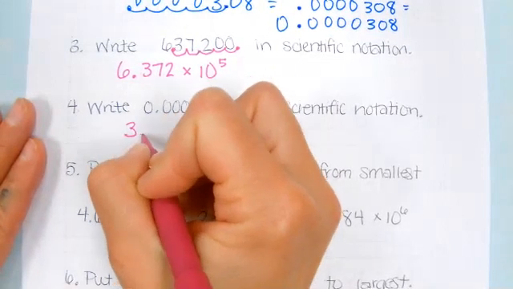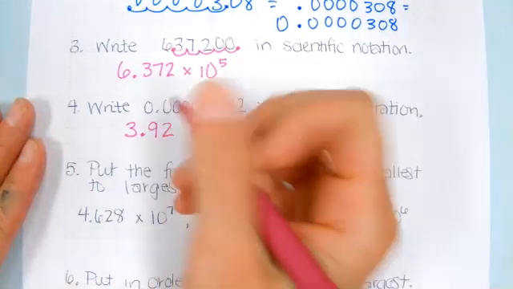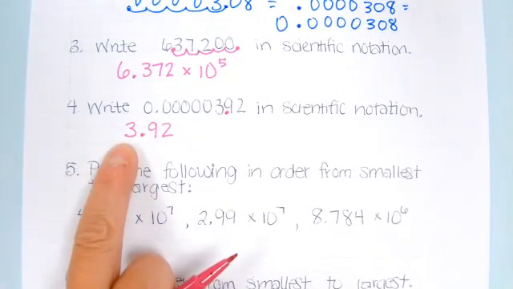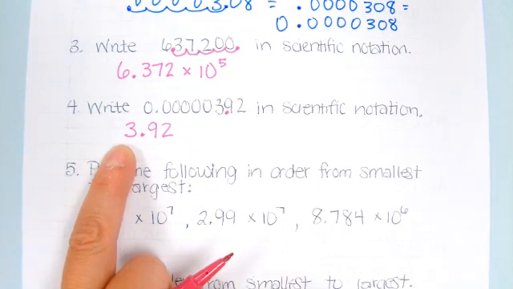Remember that first number has to be between 1 and 9, right? Once you hit 10, it's too high. Below 1 is too low. Do we still do times 10?